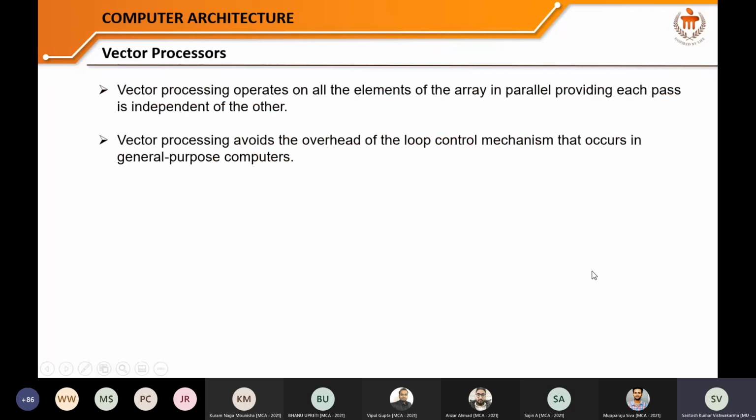Just now we have learned that vector processing operates on all the elements of the array in parallel, provided each pass is independent of the other. Again and again we are touching the same base, because this is very important: people get confused when there is a dependency and they say implement it in vector. It's not possible. The data variables should be independent of the others. And vector processing avoids the overhead of the loop control mechanism that occurs in general purpose computers.